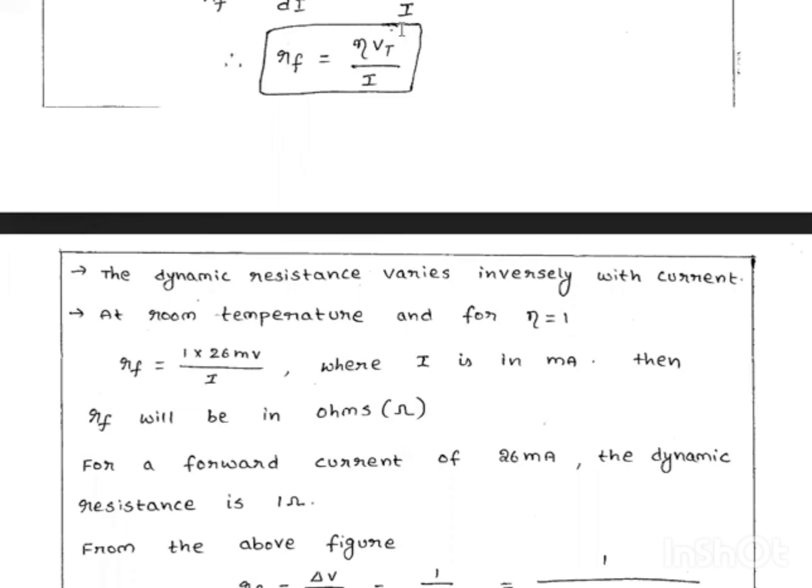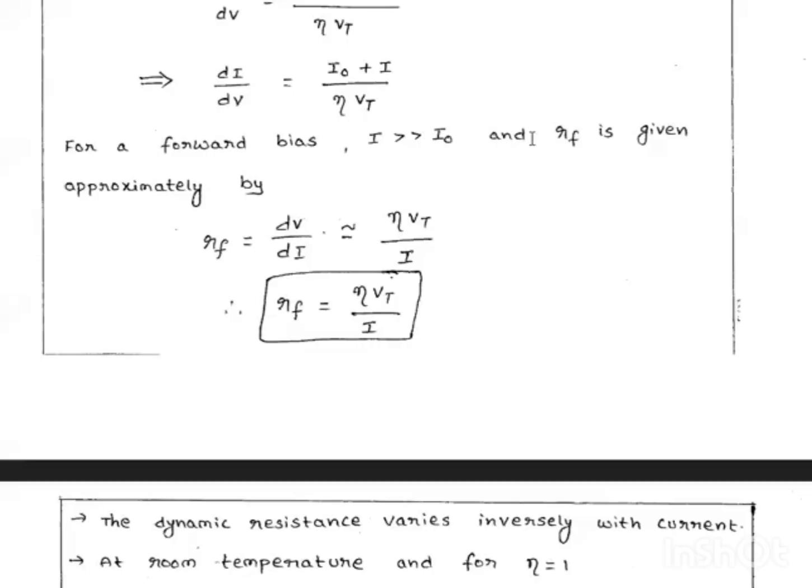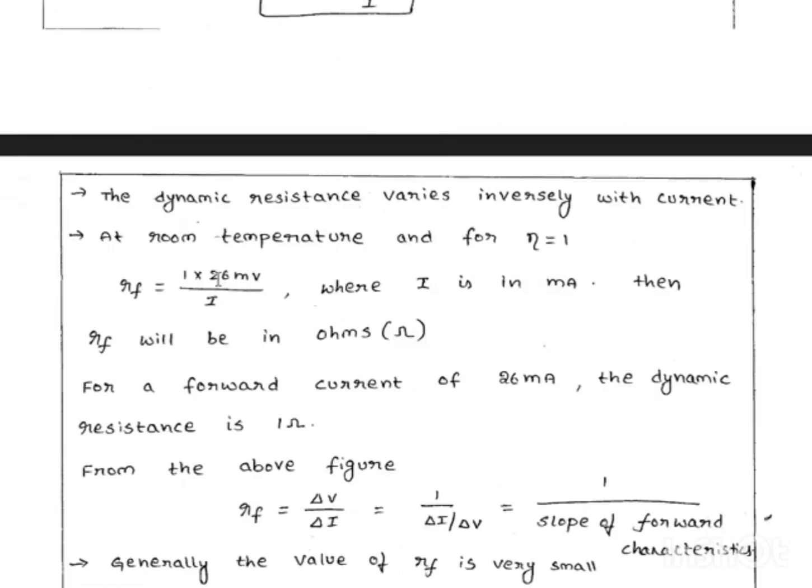Since Vt is equal to kT by q, where q means the charge of an electron, that is 1.6 into 10 power minus 19 coulomb, and substituting all the constants in the equation, we get Vt is equal to T by 11,600. As we know the temperature at room temperature, we can substitute the values. We get Vt as 26 millivolts. From that, Rf is equal to 26 millivolts by I is my equation.